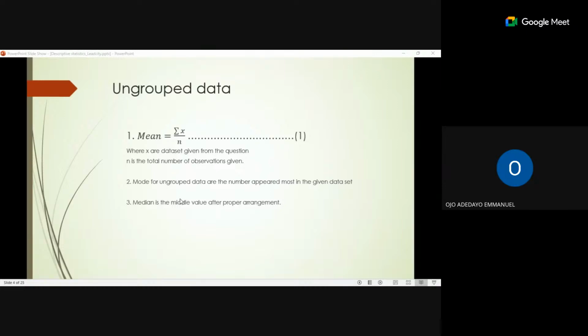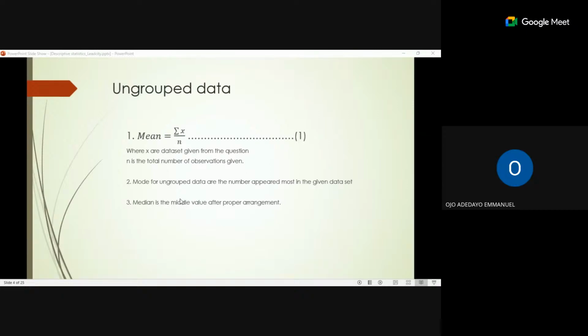By the time you arrange your data like that, you will now divide that data into two parts. Let's say, for instance, I have 7 data points. After I've arranged them in ascending order, I'm going to divide them into two. To my right hand side, I'm going to count 3 because I'm having 7. Then I'm going to count 3 towards my left hand side. So the one at the middle is what we call the median.